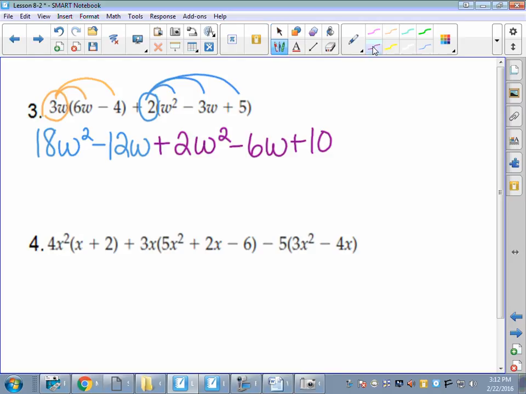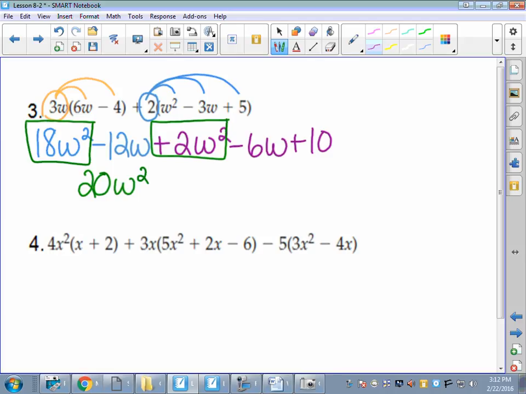So we did our distributive property. We used our property of exponents. Now, are there any like terms? Remember, we want to write this from highest exponent to lowest. So I've got myself an 18w to the second plus 2w to the second, because I like to do everything at once. So 18w squared plus 2w squared. Remember, add your coefficients and then keep your exponents the same.